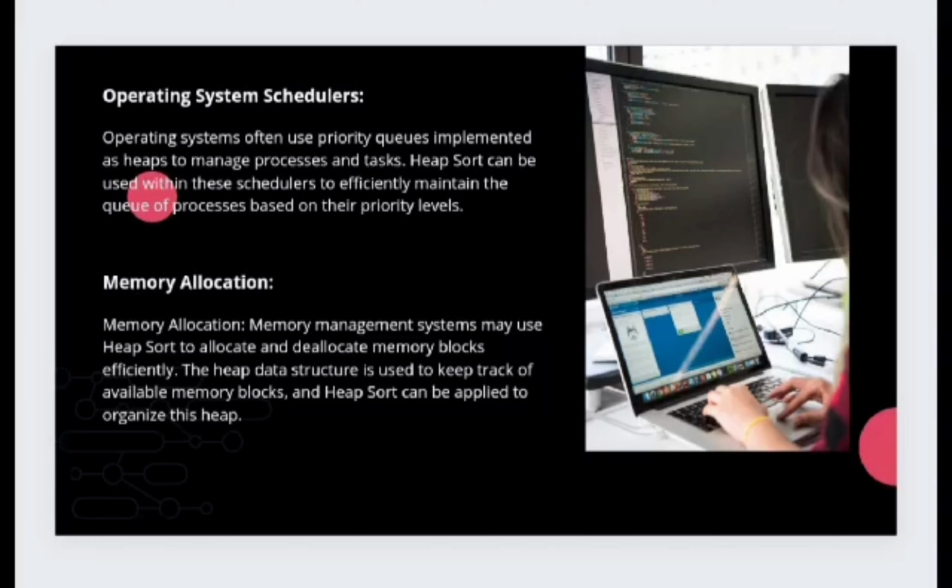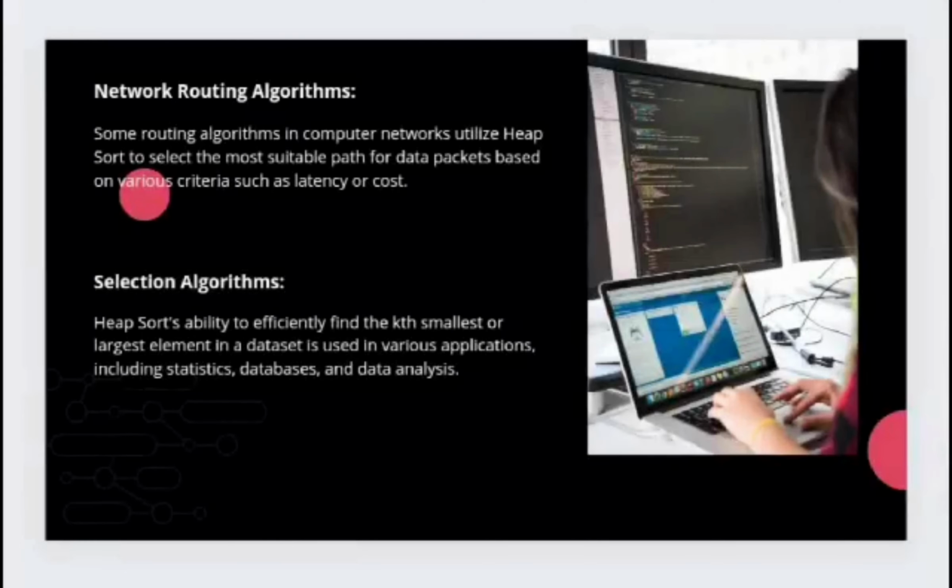Memory allocation. Memory management systems may use heap sort to allocate and deallocate memory blocks efficiently. The heap data structure is used to keep track of available memory blocks, and the heap sort can be applied to organize this heap. Network routing algorithms.